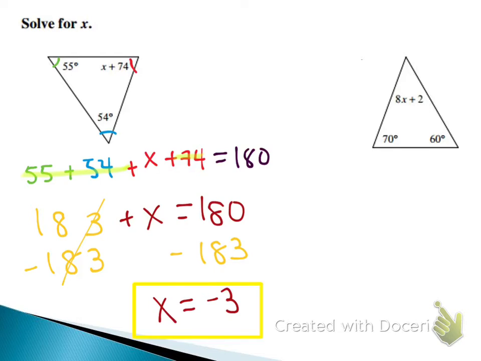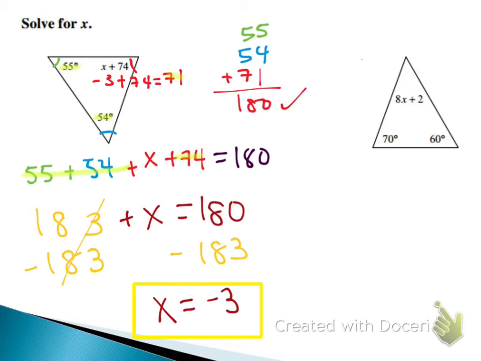What cannot be negative? The angle. The angle can't be negative. And you could always check by plugging it in. Minus 3 plus 74 is 71. And all 3 of these angles, 71, 55, and 54, should add up to 180. And they do. It's a way to check if you would like. But x equals -3 was the answer.